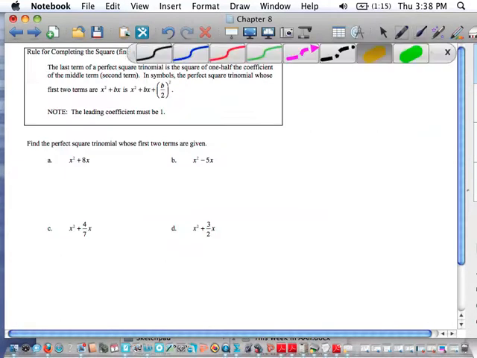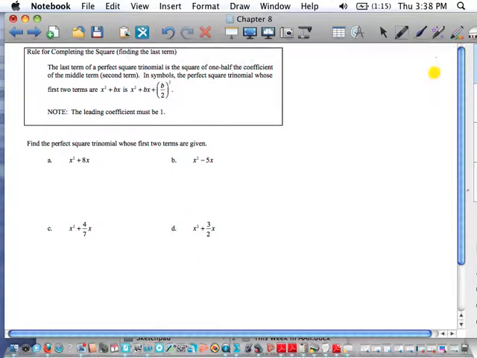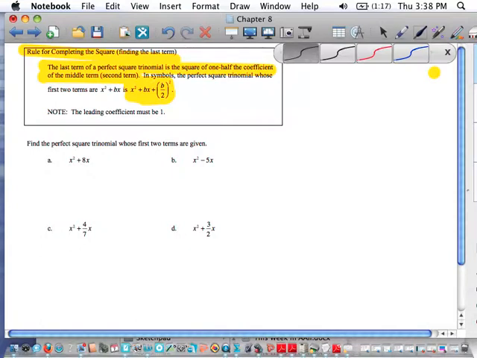The rule for completing the square is to find that last term. The last term of the perfect square trinomial is the square of 1/2 the coefficient of the middle term, or the second term. In symbols, the perfect square trinomial whose first terms are x squared plus bx becomes x squared plus bx plus b over 2 squared. So we're literally taking that second term, dividing by 2, and squaring it.